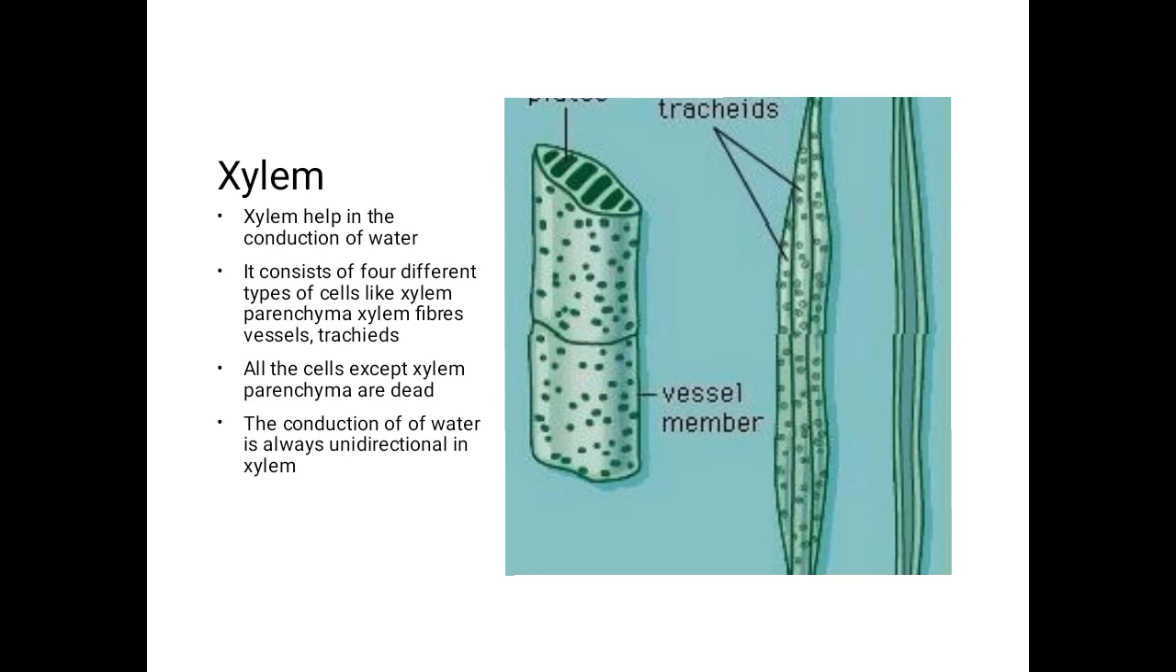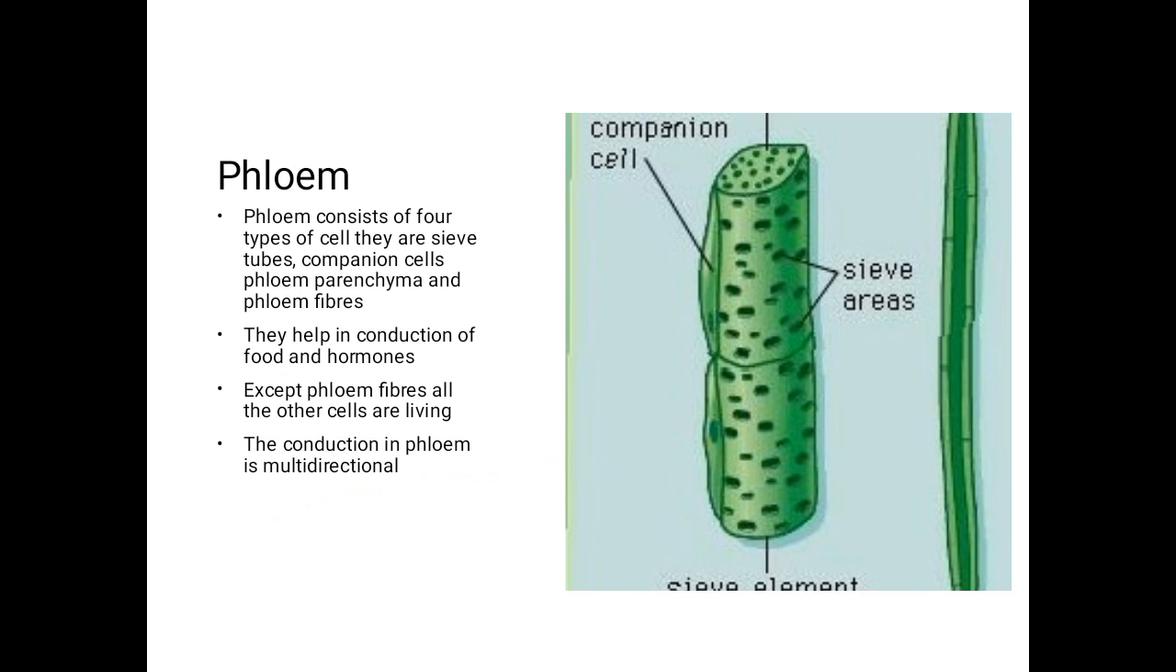Okay, and these are phloem. The next group of complex permanent tissues is phloem. So what is the main function of phloem? They help in the conduction of food and hormones. Where is food produced in the plants? In the leaves. So from the leaves the food is conducted to different parts. Not only from the leaves, sometimes plants store food in the roots, stem, isn't it? So from anywhere food is transported to the other parts of the plant through the phloem.